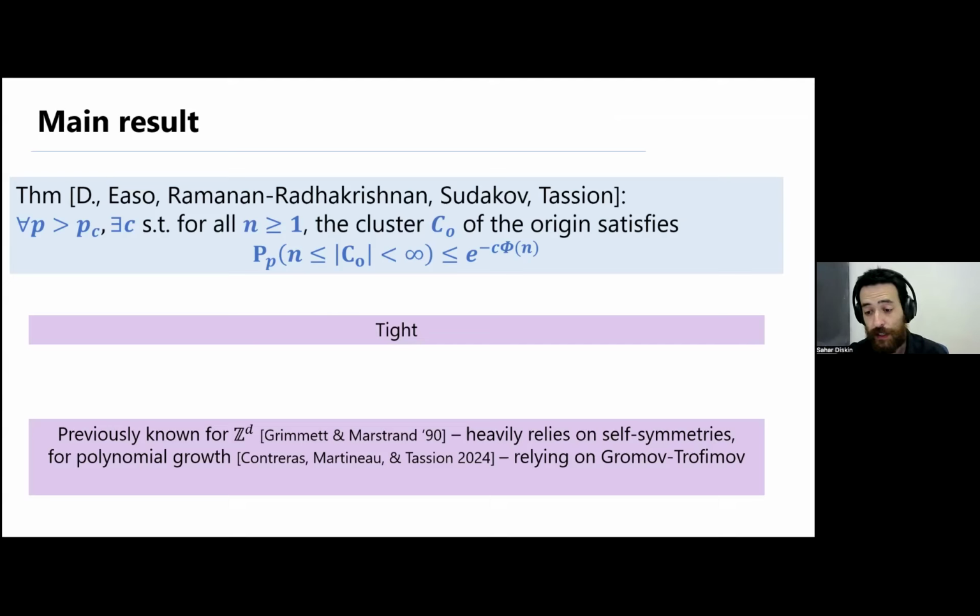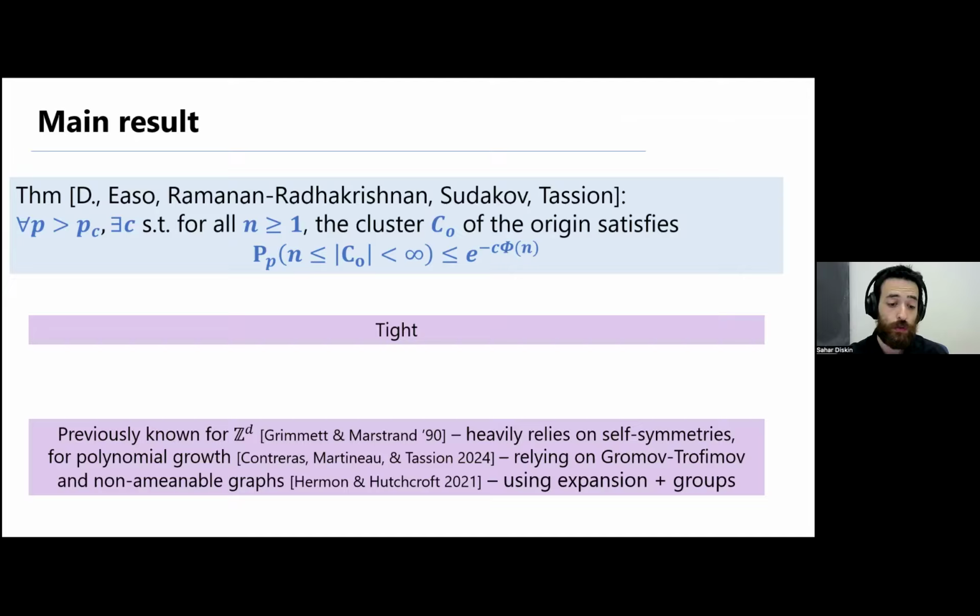And this really relied on the deep theory of Gromov and Trofimov about group theory. And it was also known for non-amenable graphs. There they used the expansion and also some deep theory about the groups, non-amenable groups.